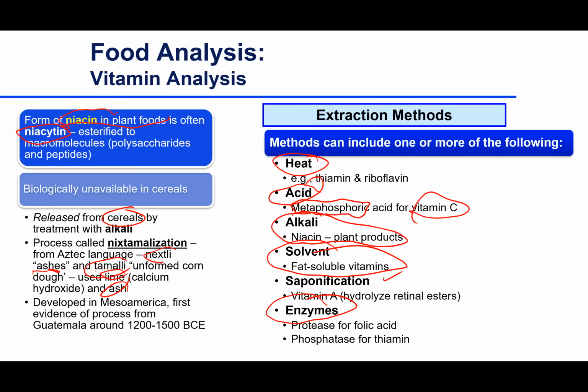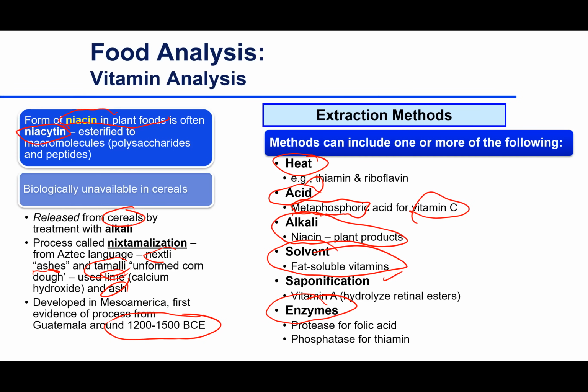And if they didn't do that, bad things happened. And so the process of creating this alkali environment for grinding up the corn and then cooking it at the high heat led to the breakdown of the niacytin and the release of niacin. So this was developed somewhere, they guess, 1,200 to 1,500 years before the Common Era. And so this was a long time ago. Okay.